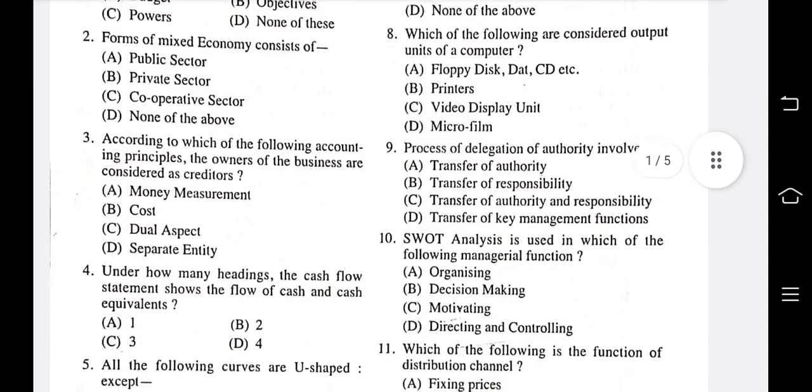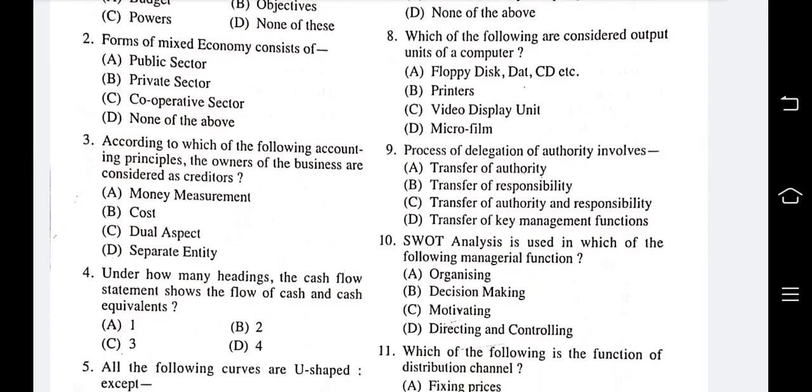The answer is the last, D, separate entity, because the concept of business entity assumes that the business has a distinct and separate entity from its owner. It means that for the purpose of accounting, the business and its owner are to be treated as two separate entities. Okay.